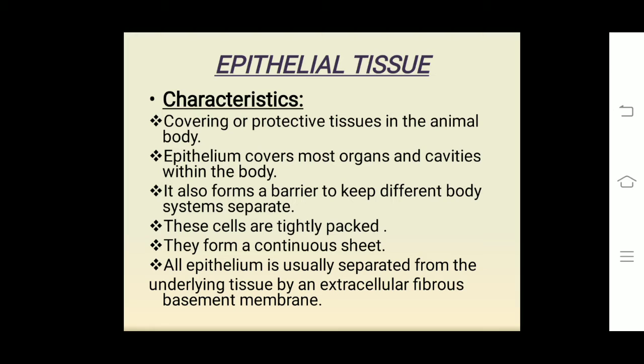Since the epithelial tissue has to provide protection, these cells are tightly packed and they form a continuous sheet. All epithelium is usually separated from the underlying tissue by an extracellular fibrous basement membrane. The basement membrane separates one epithelial tissue from the other, and it also provides nutrients and blood supply to the overlying epithelial tissue.